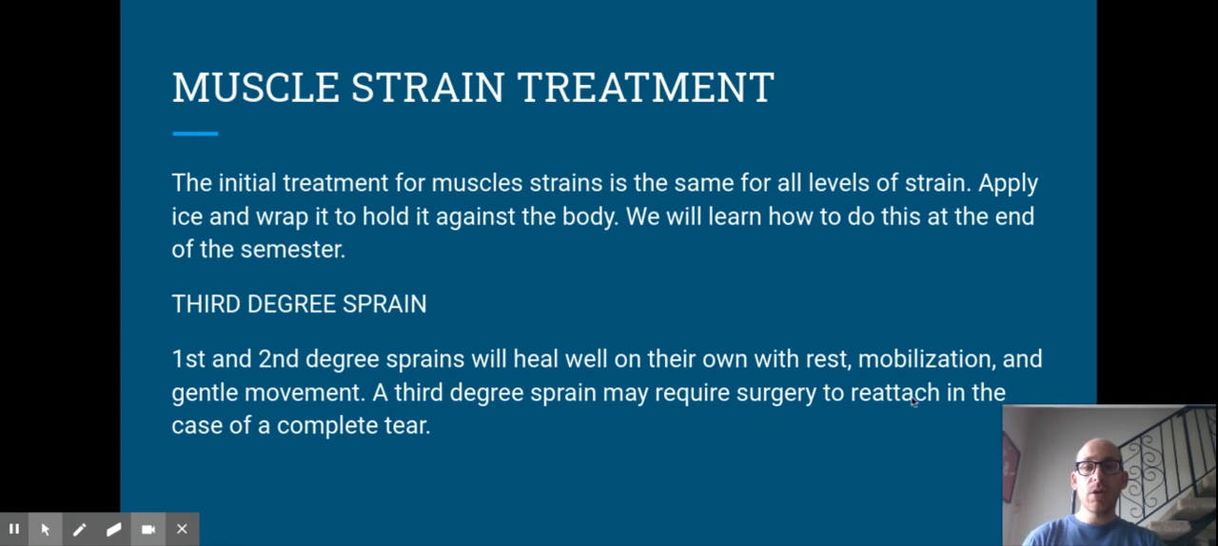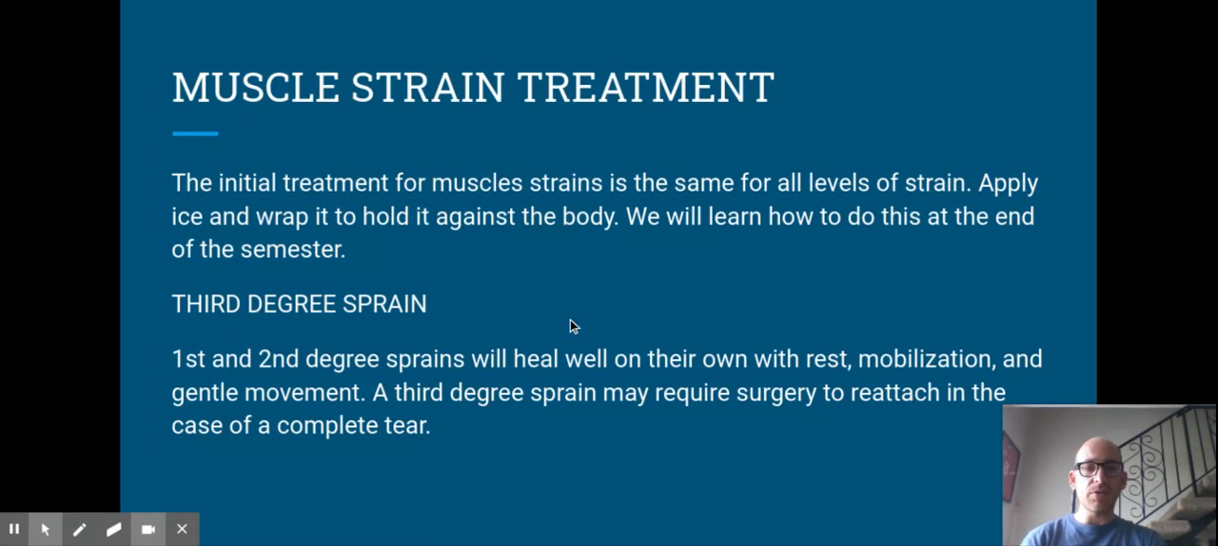Now, this was going to be something we were going to learn and practice. I may get some demos of it, but it's going to be hard for us to practically practice this. So basically, you apply it and then you wrap it. You want to wrap it in a certain way to hold it against the body to keep it there. Now, with ice, you don't leave it on indefinitely. It's usually in bursts of 20 to 30 minutes. Take it off and then ice it again.